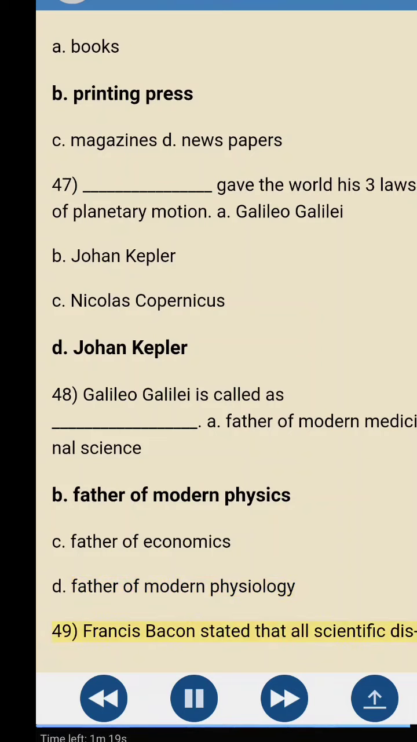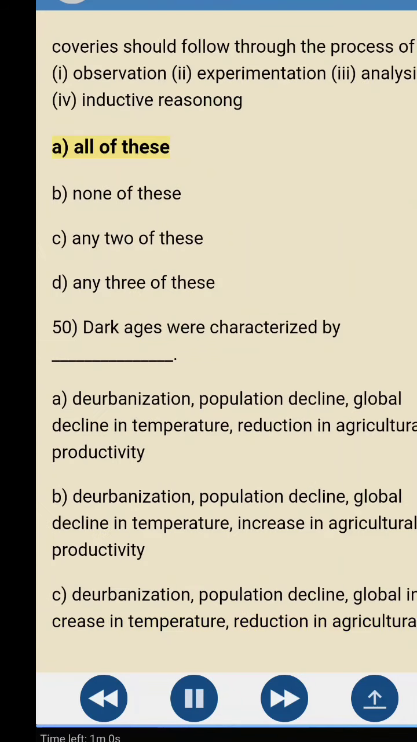49. Francis Bacon stated that all scientific discoveries should follow through the process of I. Observation, II. Experimentation, III. Analysis, IV. Inductive reasoning. A. All of these. B. None of these. C. Any 2 of these. D. Any 3 of these.